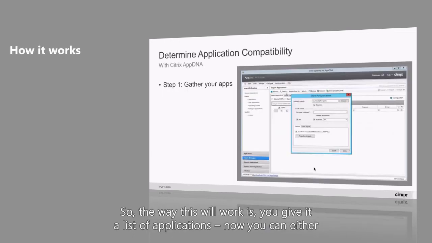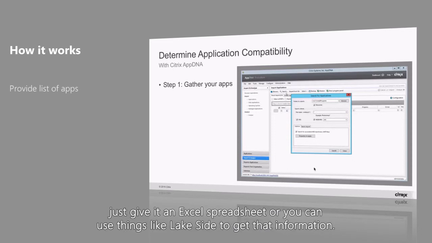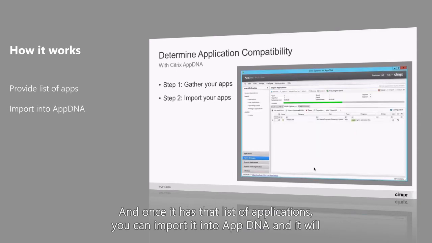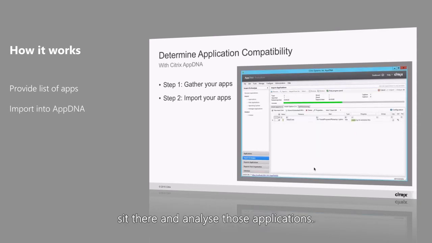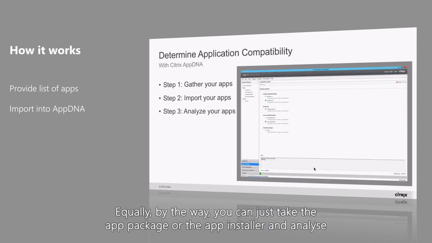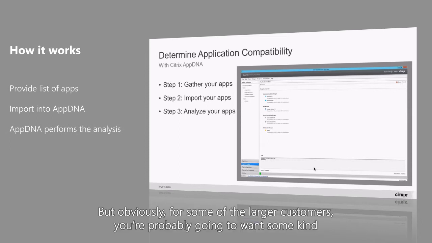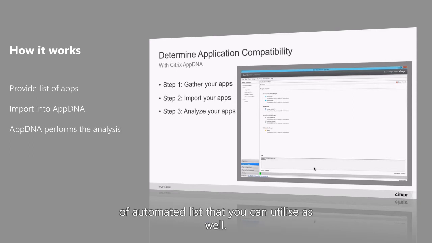The way this will work is you give it a list of your applications. You can either just give it an Excel spreadsheet, or you can use things like Lakeside to gather that information. Once it has a list of the applications, you can import it into AppDNA, and it will analyze those applications. Equally, you can just take the app package or the app installer and analyze it on a per-app basis, but with some of the larger customers you're probably going to want some kind of automated list that you can utilize as well.